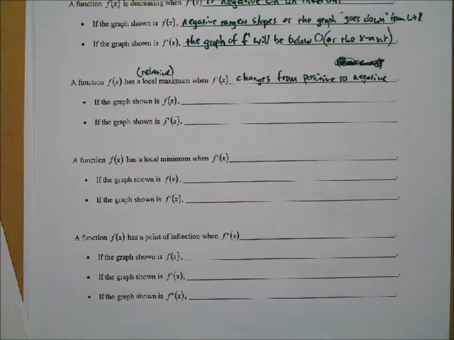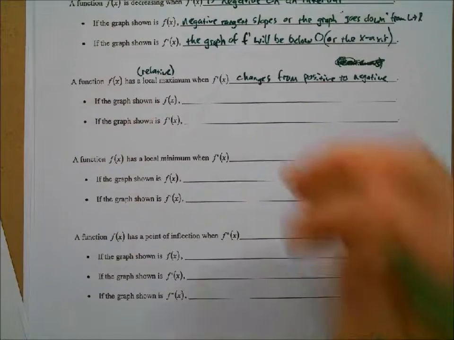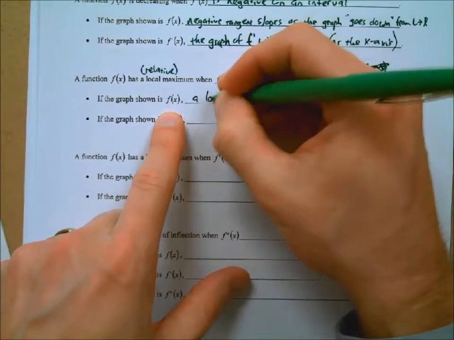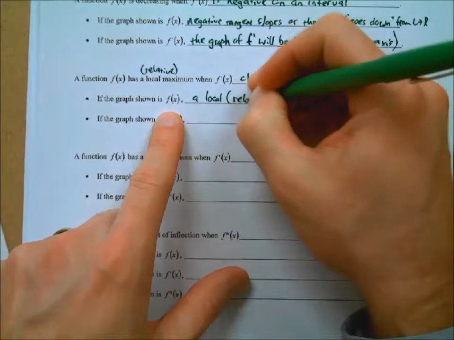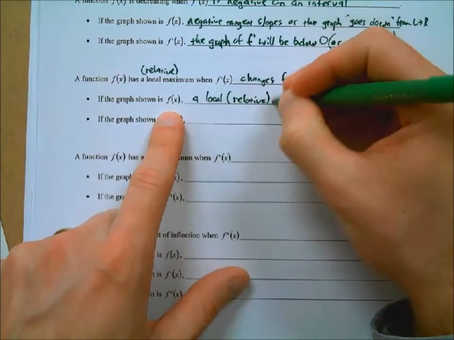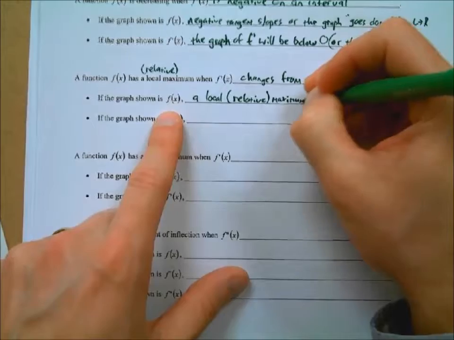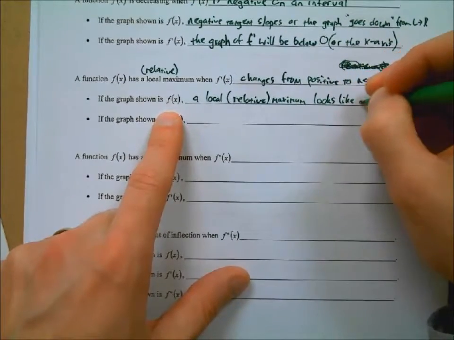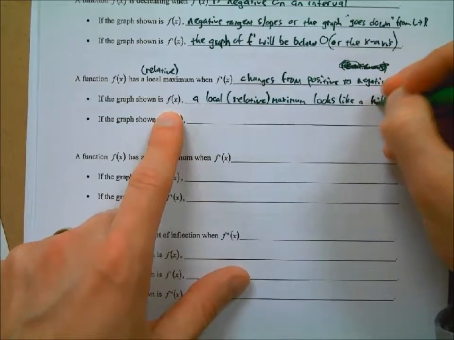So, if we have the graph of f of x, well, how do we see a local or relative maximum? What does it look like? Just a hill for this case, yes. So if the graph shown is f of x, a local, or I'll put in parentheses, relative maximum looks like a hill. Okay.